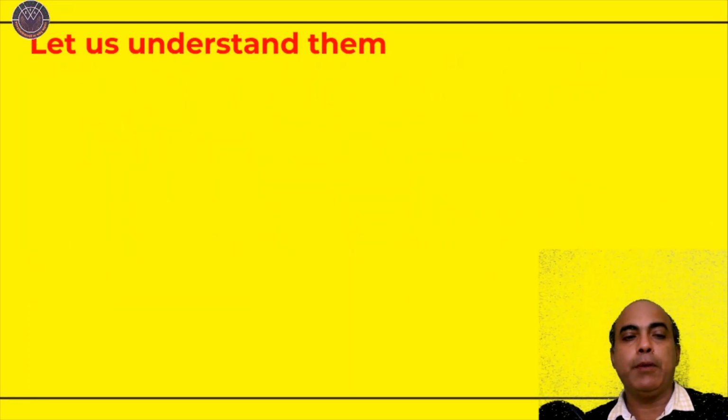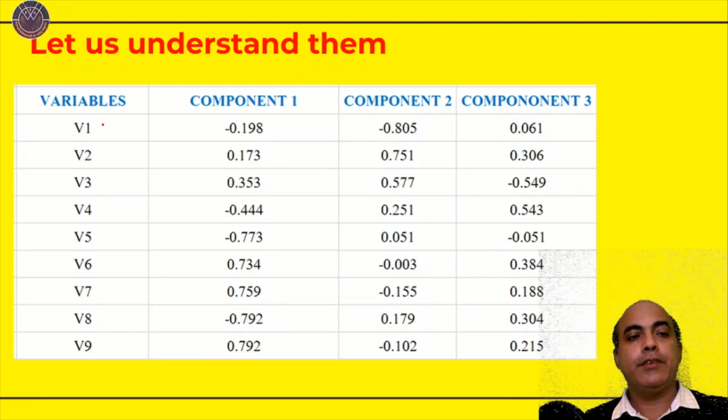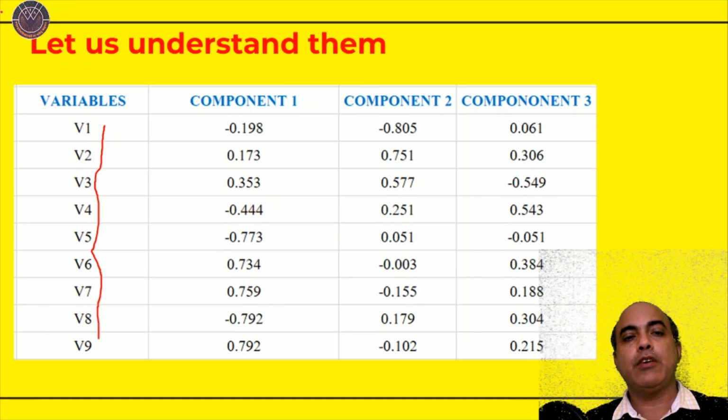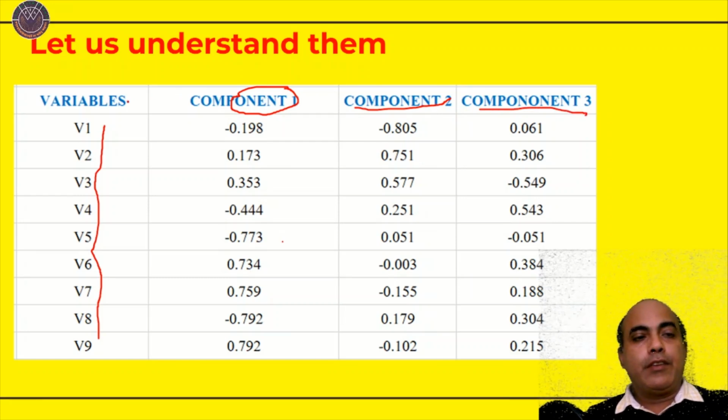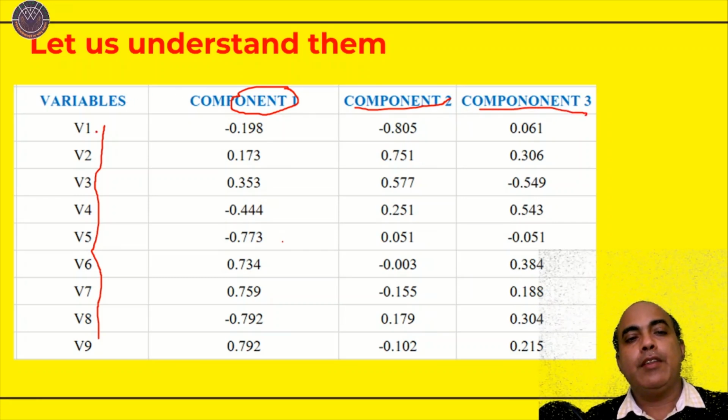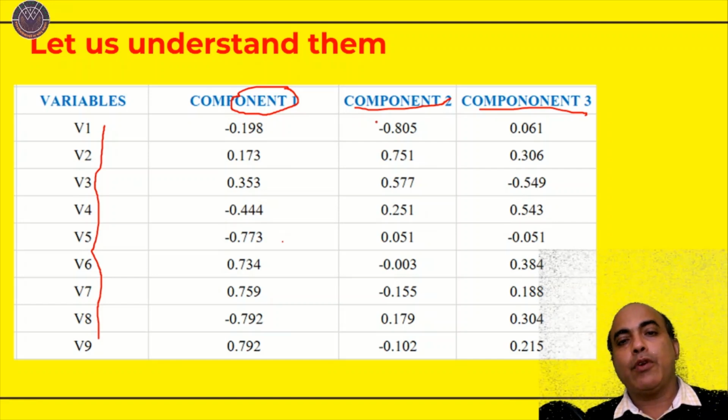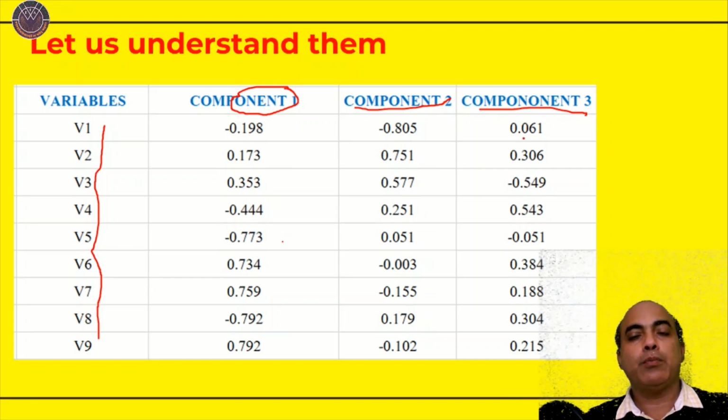Let us see this example. We just see these are the variables. You can see in this column the variables are there, and here 3 different factors, or you can say 3 components. This is component 1, then component 2, and then component 3. Now you can see that for this variable 1, the factor loading is minus 0.198. Similarly, for variable 1, the factor loading for component 2 is minus 0.805. And for component 3, the factor loading is 0.061.